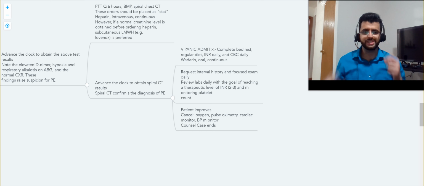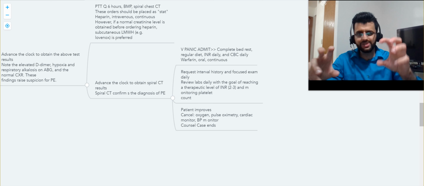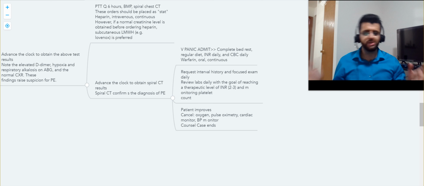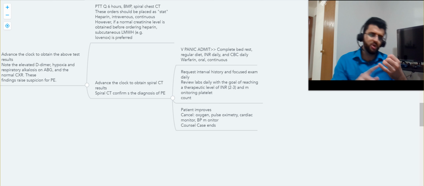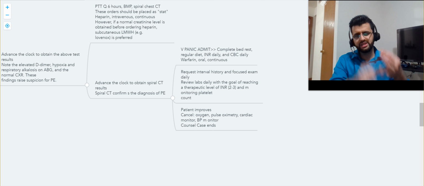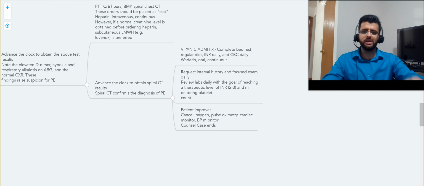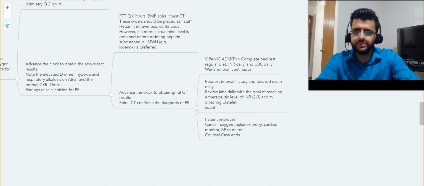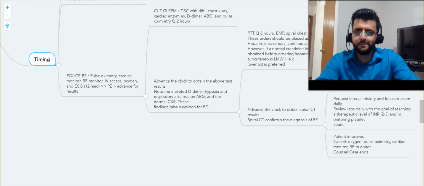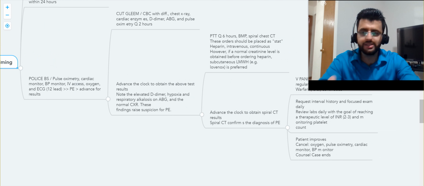You do two things. It's called cancel and counsel. Cancel oxygen, pulse ox, cardiac monitor, BP monitor if improved, and counsel if he's a smoker, medication adherence, screening. These types of things. So it's simple. Remember cancel and counsel.